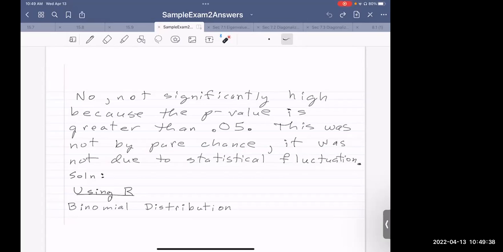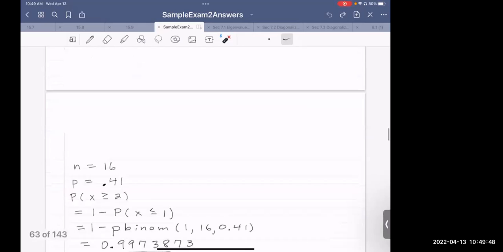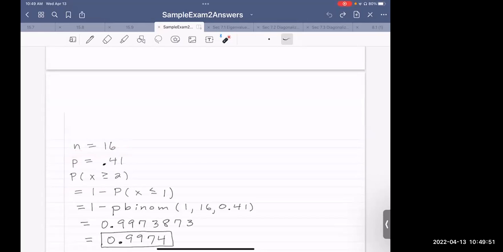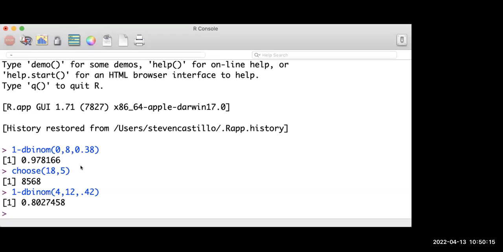If instead you want to use R to answer this question, then, well, again, this is a binomial distribution. N is 16, P is 0.41. I want to find the probability that x is greater than or equal to 2. So 1 minus the probability x is less than or equal to 1. So 1 minus pbinom(1, 16, 0.41). And so let me type that into R.